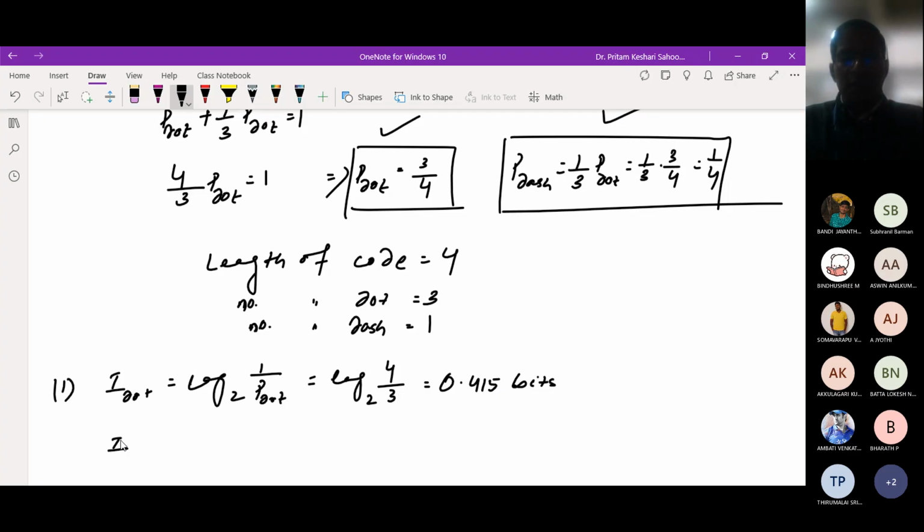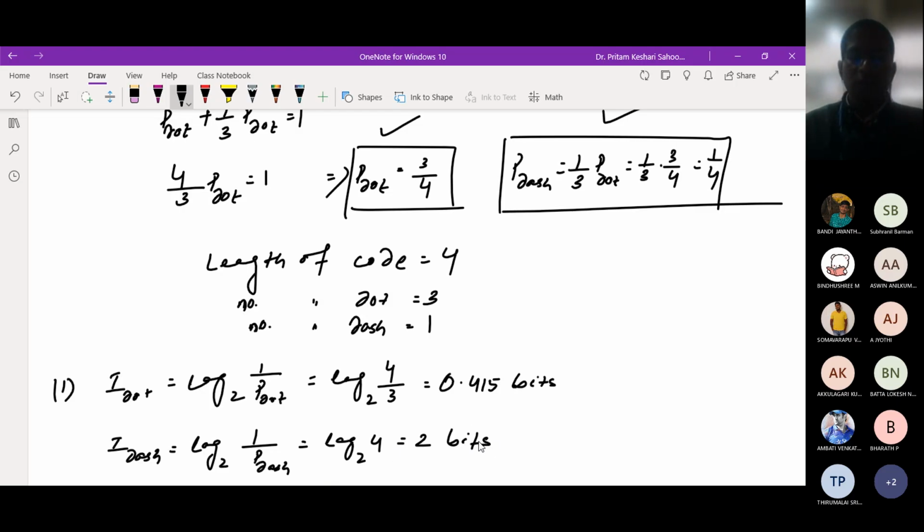Then what is the information in dash? We can write it like this: log base 2 of 1 divided by the probability of dash. That equals log base 2 of 4, which equals 2 bits. So this is the answer to the first part of the question.